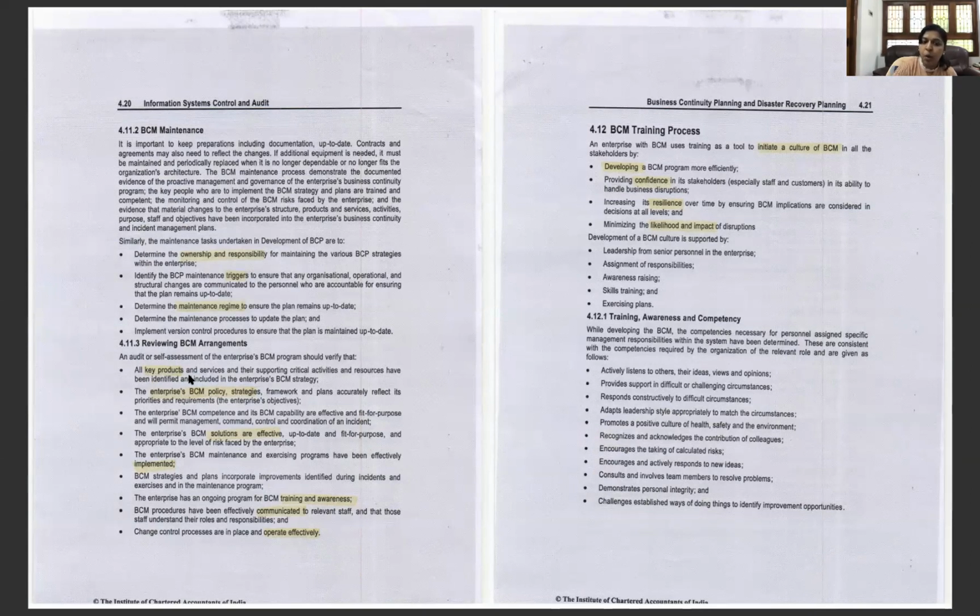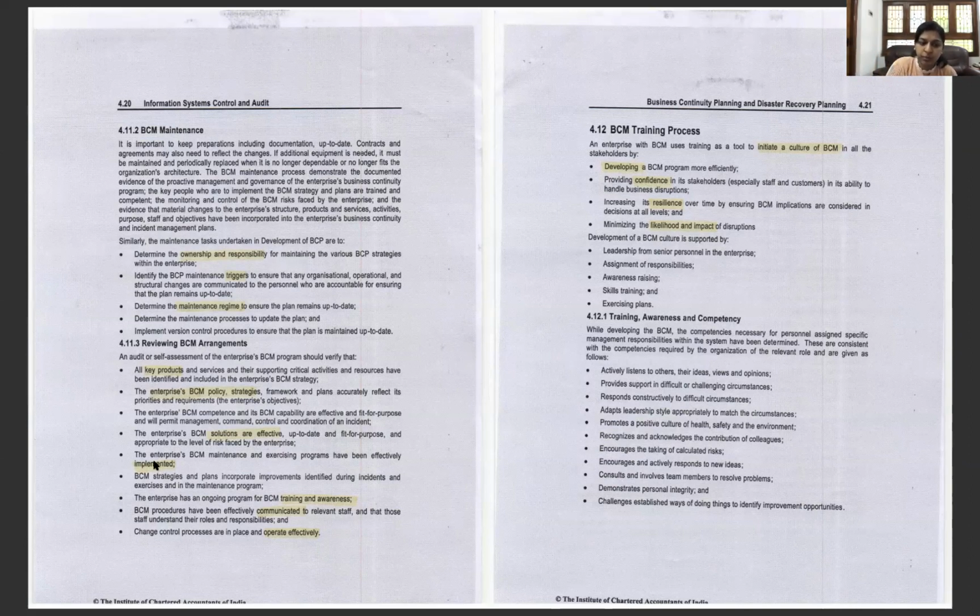So what are the key products and services? Policies and strategies, products and services. And then, are these solutions effective and up to date? Because they should be up to date, fit for purpose, and appropriate to the level of risk. It's not like, oh, I'm going to face so much. No, we should not be overestimating it either. So an appropriate level of activities for that appropriate level of risk.